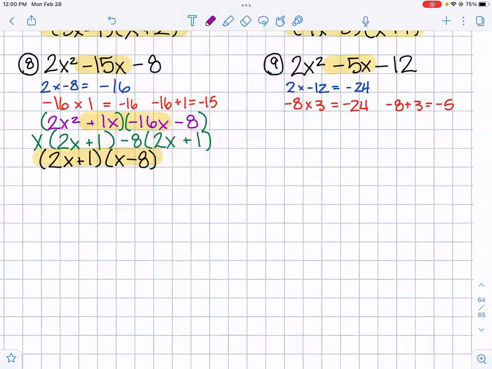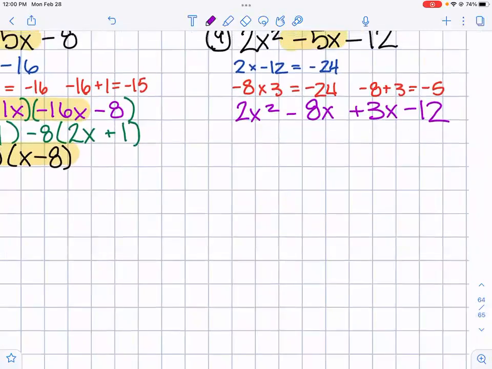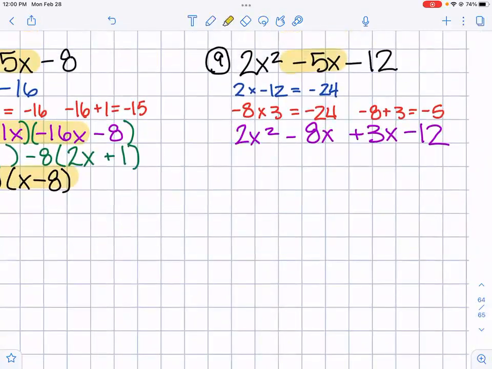Okay, so what do I do next? Put that into the equation. 2x squared minus 24x, or not 24, wow, sorry. Minus 8x, my bad, plus 3x minus 12. Okay, so we changed negative 5 to negative 8 plus 3.